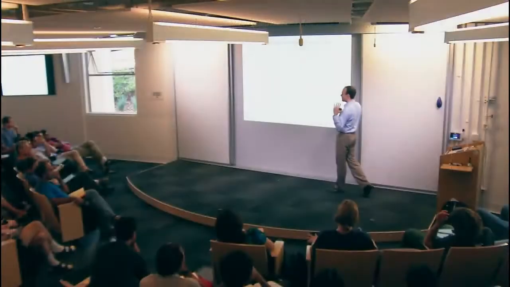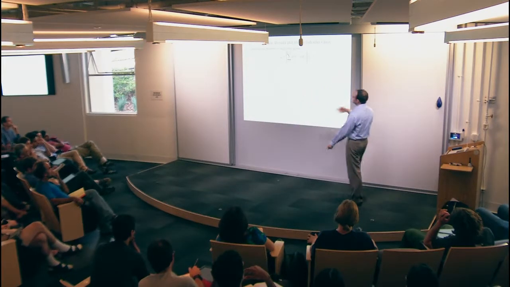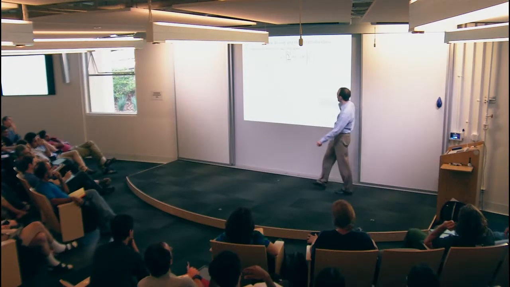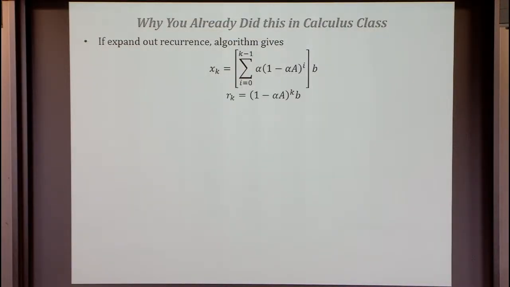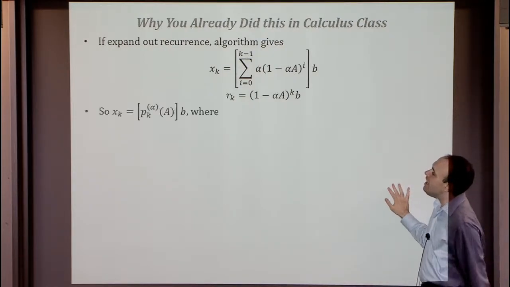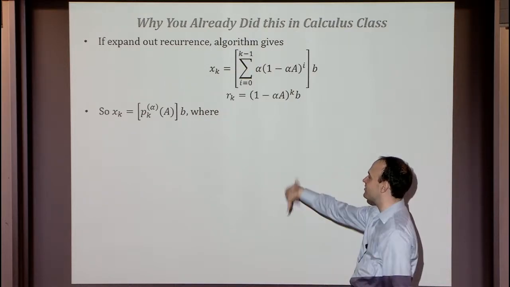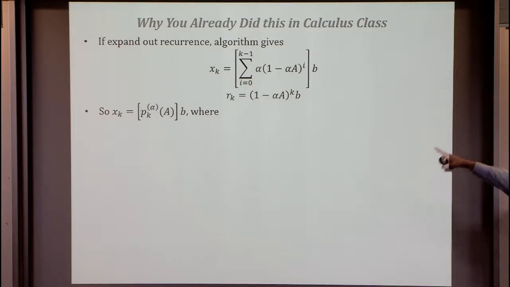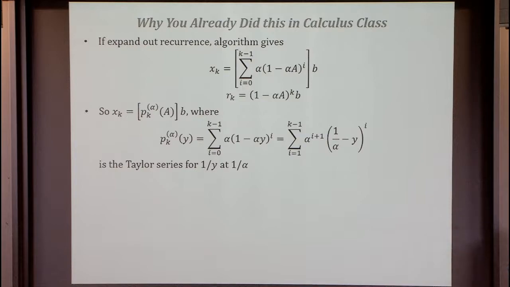I'm going to say that really all we did was write down a Taylor series. And why is that? Well, if you expand out the recurrence, you get that xk is a polynomial in the matrix applied to the vector b, and the residual is another polynomial applied to b. This is just by induction. Now let's forget what the polynomial is and just note that xk is this polynomial that we wrote down applied to the starting vector b.